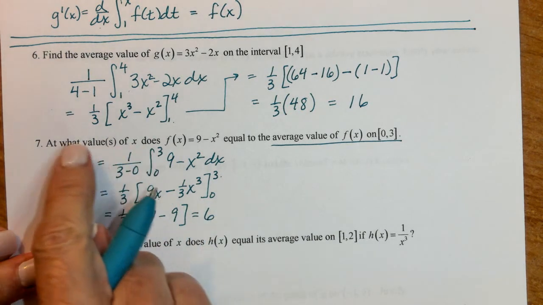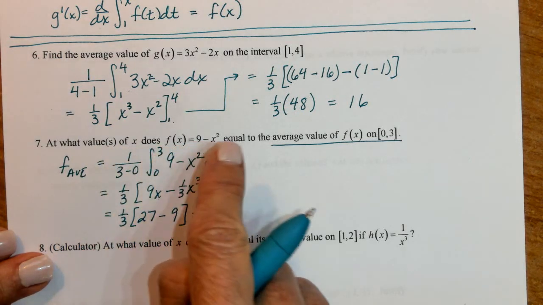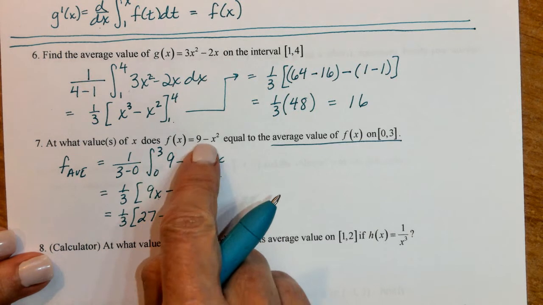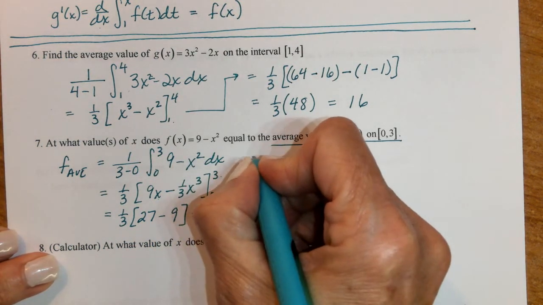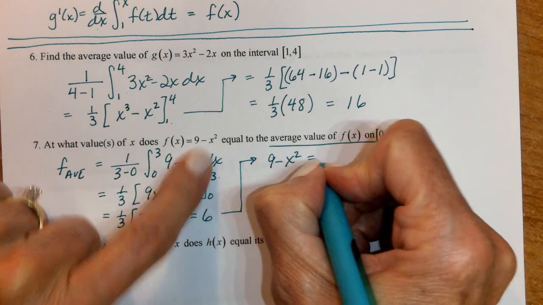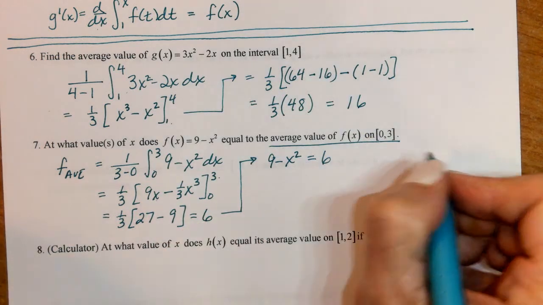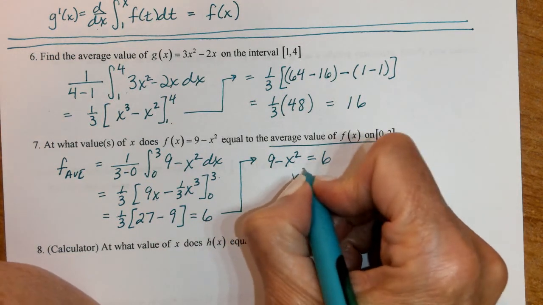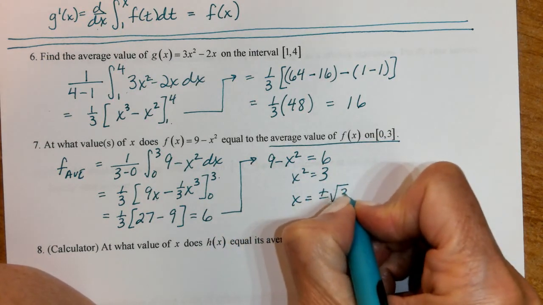Now we want to find the value of x, or the values of x, that this function is equal to that. So now we want to take our function, set it equal to 6, and solve for x. We're going to get x squared is 3, so x is plus and minus square root of 3.